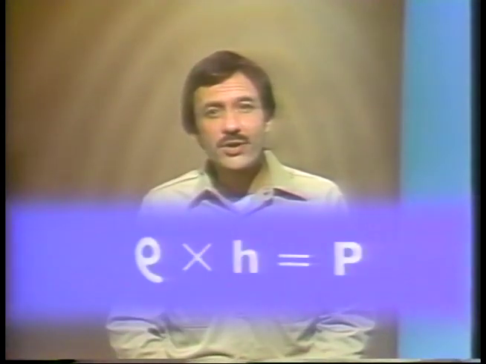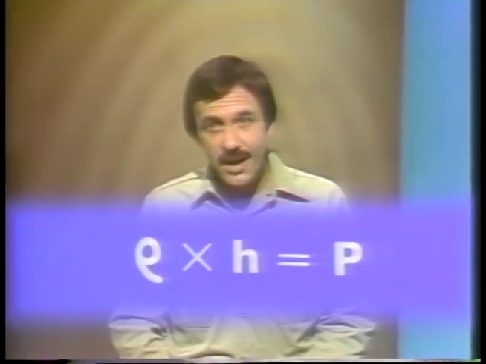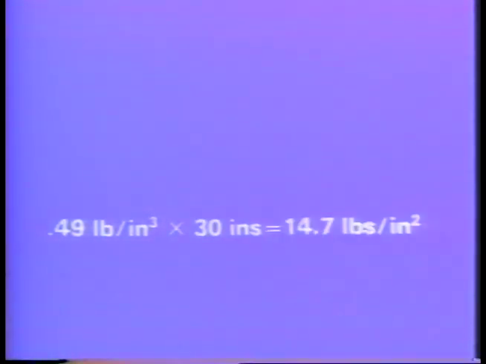Now that we know the density and the height of the mercury in the column, we can use the equation density, rho, times height, h, to find the pressure, P. The density, 0.49 pounds per cubic inch, times height, 30 inches, equals a pressure of 14.7 pounds per square inch.